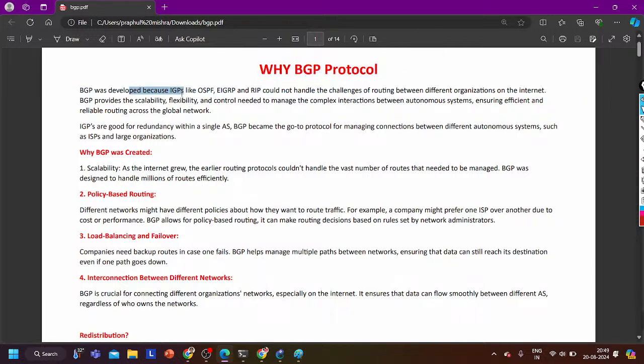BGP was developed because IGP protocols like OSPF, EIGRP, RIP could not handle the challenges of routing between different organizations on the internet. Because if you are connecting different organizations together, definitely there will be lots of network information that cannot be handled by an IGP protocol. BGP provides the scalability, flexibility, and control needed to manage the complex interaction between autonomous systems, ensuring efficient and reliable routing across the global network.